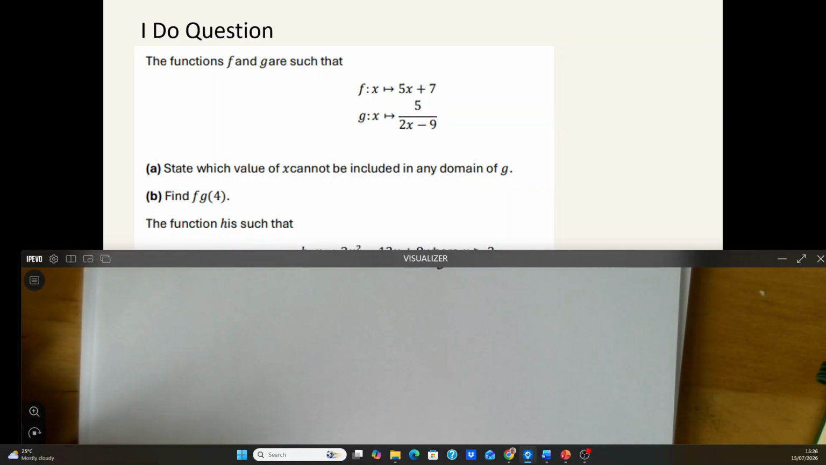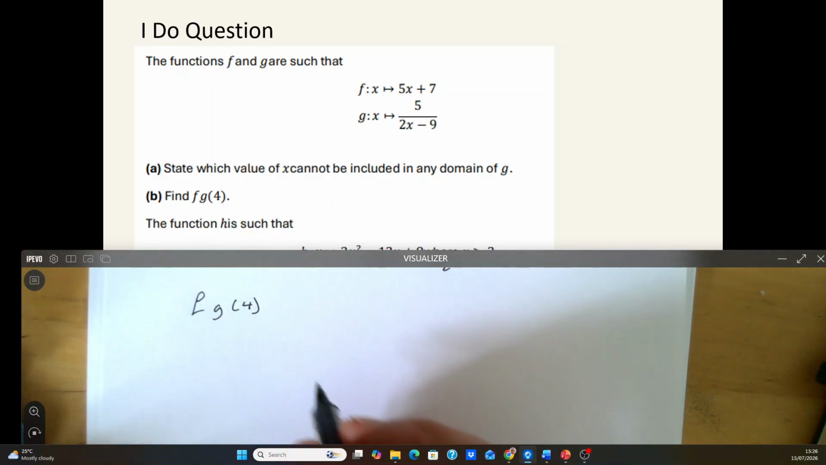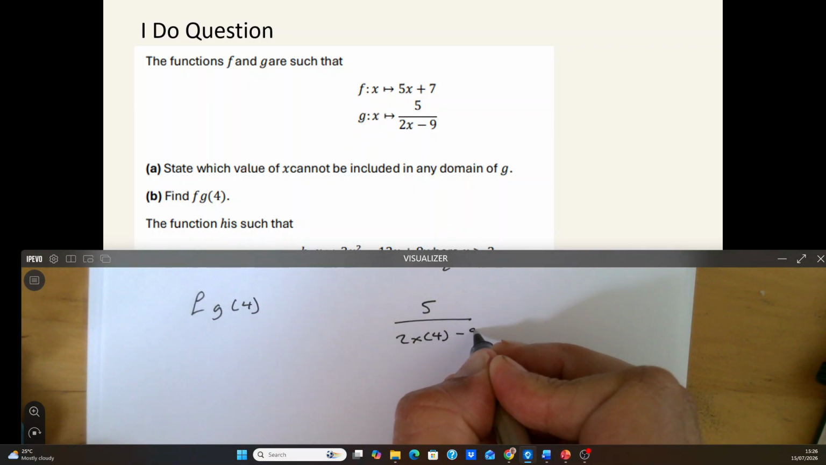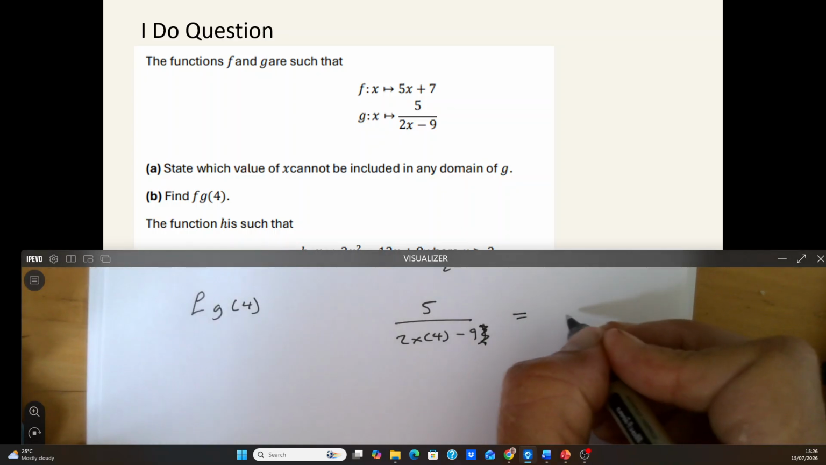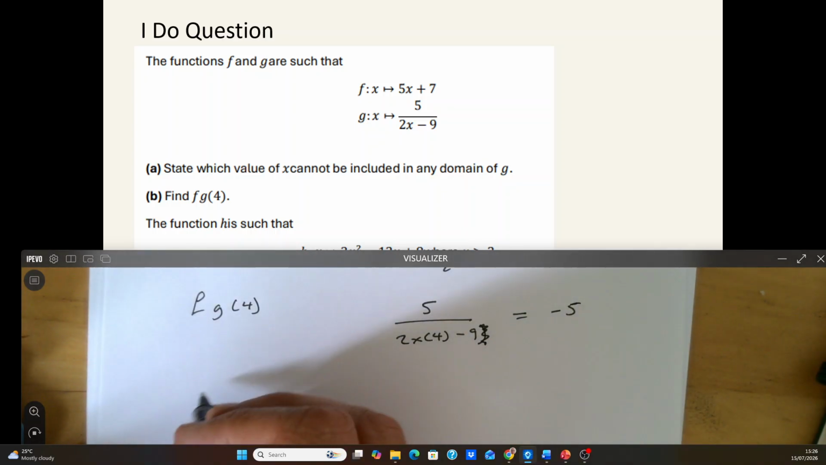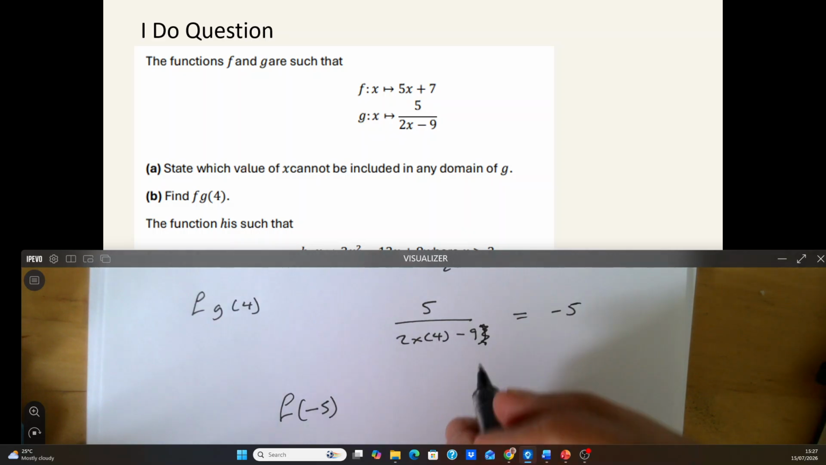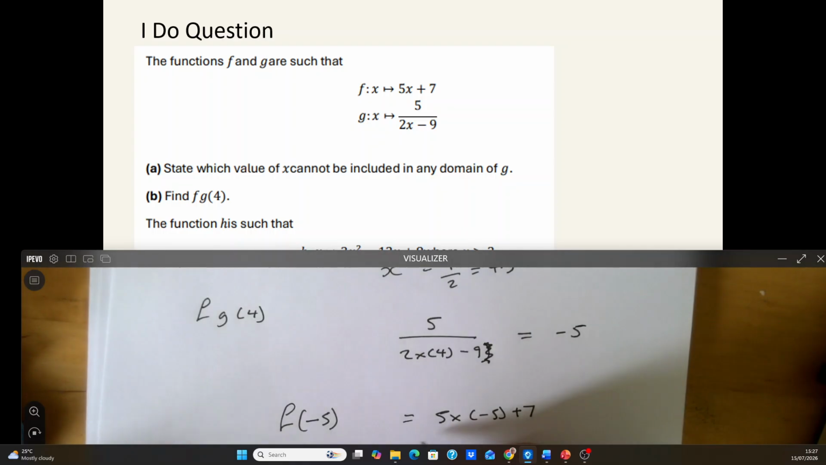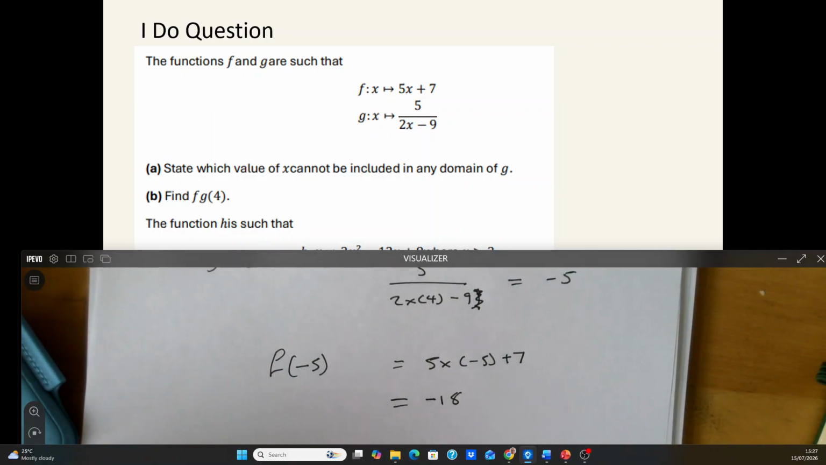Now, straightforward. Next bit, find the value of f of g of 4. So first of all, I'm going to substitute 4 into g. I'm going to write that down. Make my calculator, don't put the extra bracket on, make my calculator look like that, and that will give me minus 5. So I'm now going to put minus 5 into my f function. So that's 5 times minus 5 plus 7. Make my calculator look like that, and it's minus 18.